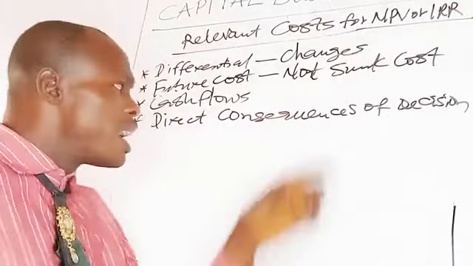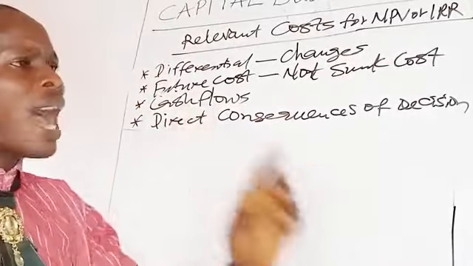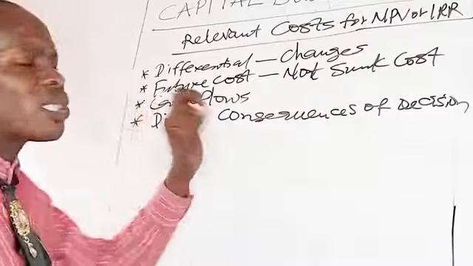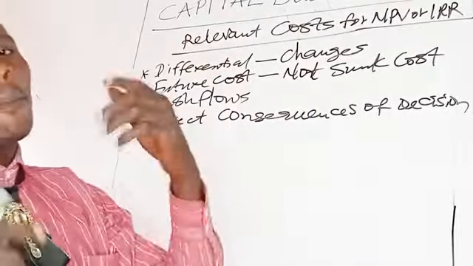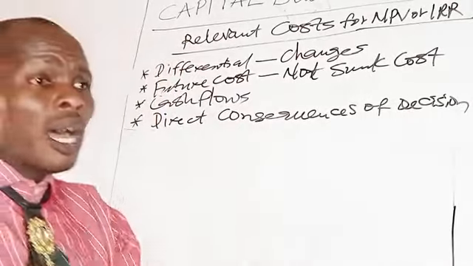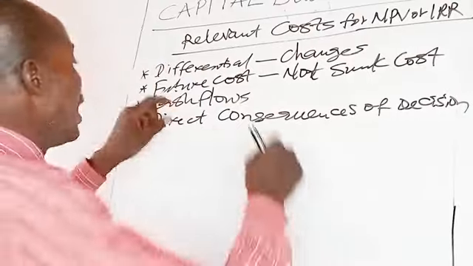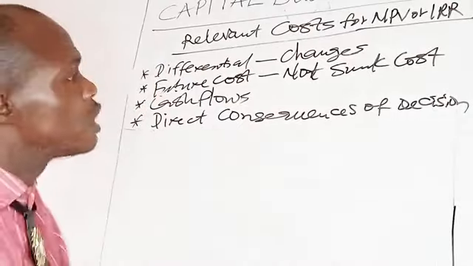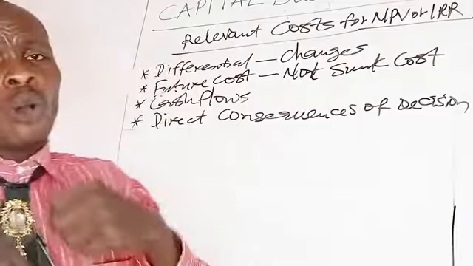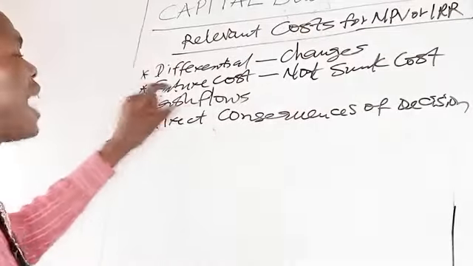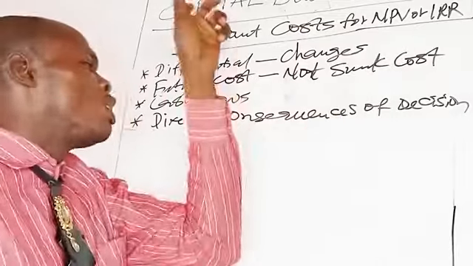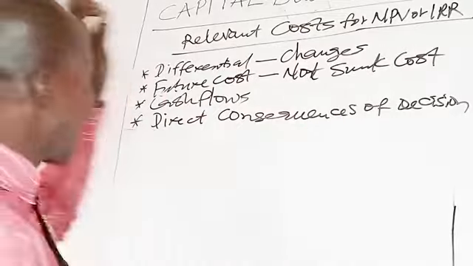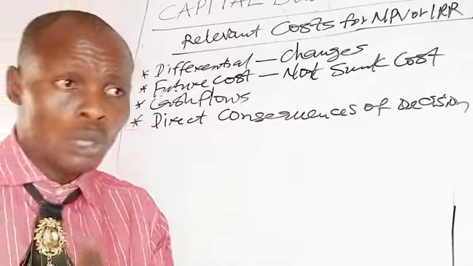For a cost to be relevant, it must have arisen as a direct consequence of the decision. Meaning that the purpose for which those costs are incurred must relate to that project. That cost must be traced to the project under consideration. Costs that cannot be attributed to the project under consideration are not relevant. Please take note of this.